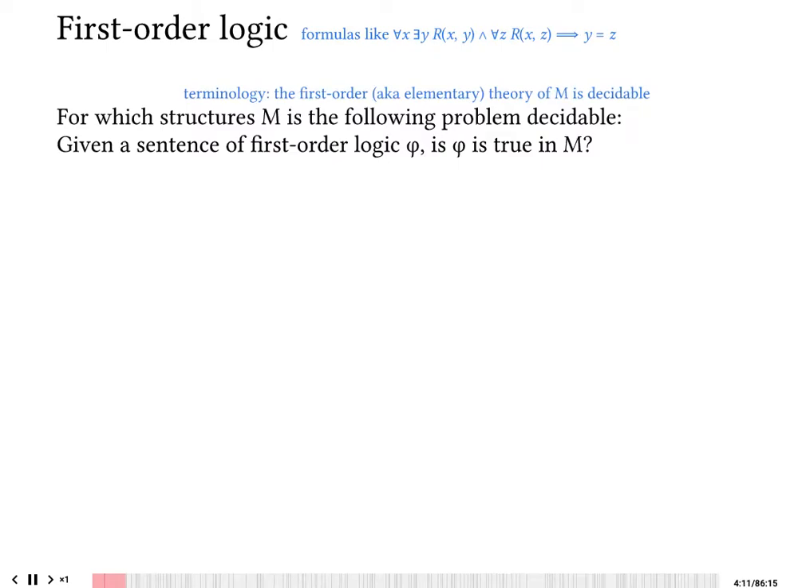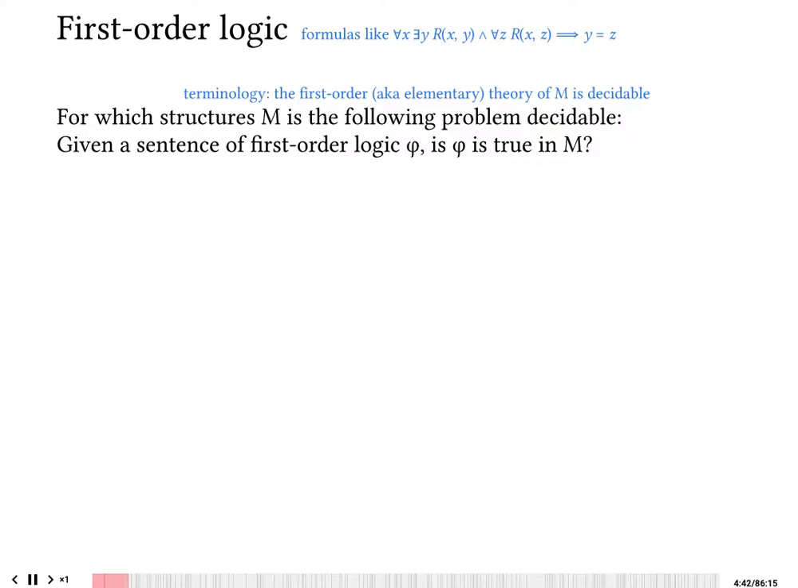And the problem that I would be caring about is trying to understand which structures or models, I use these words interchangeably, have the following problem being decidable. The structure M is fixed, and you are given a first-order formula without any free variables, so it's a sentence. Such a sentence is either true or false in the model, and the purpose of the algorithm is to decide whether or not it is true.